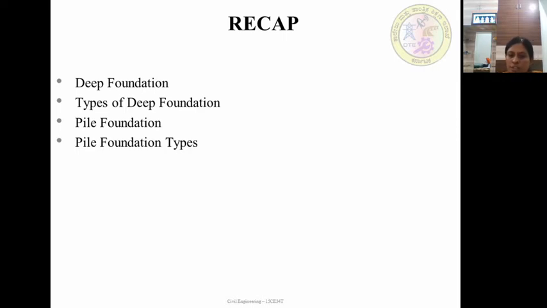Next, deep foundations. In deep foundations, we provide foundation whose depth is more than the width of the foundation. Deep foundations are further classified into two types. First one is the pile foundation, second one is the well foundation. Next, pile foundations. Piles are used for foundations of bridges, trusses, etc. Where the structures have to carry more load, pile foundations will be preferred.